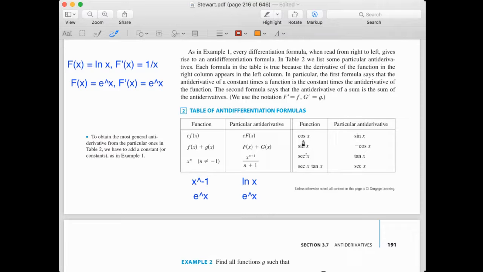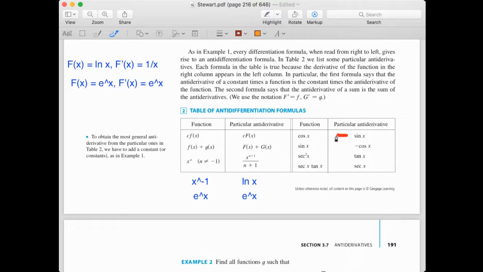If the derivative function is cosine, it comes from sine, right? Original function, the antiderivative is sine x. If the derivative function is sine, antiderivative is negative cosine. If derivative is secant square, antiderivative is tangent. If derivative function is secant tangent, then antiderivative is secant.